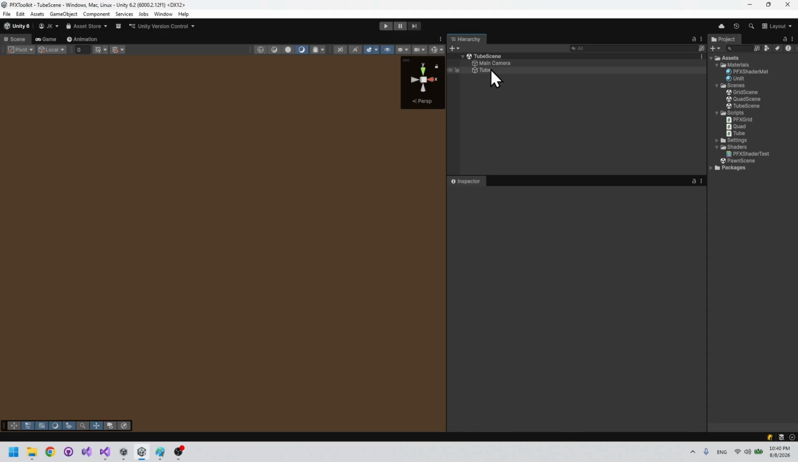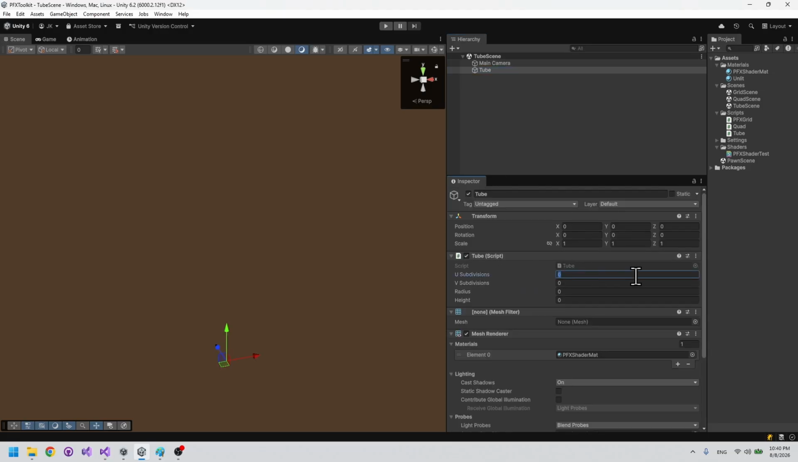So I've got a tube scene set up already with our tube script on it. So let's give this, let's say, 8 subdivisions each on u and v. And we can say our radius will be 1 and height will be 4.